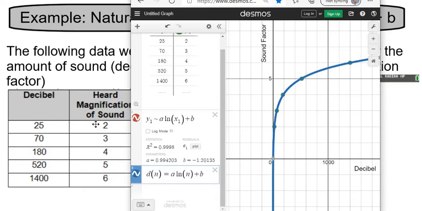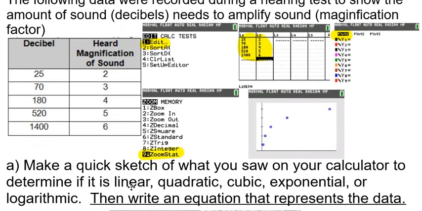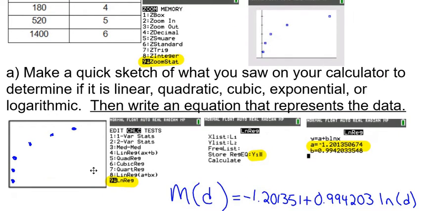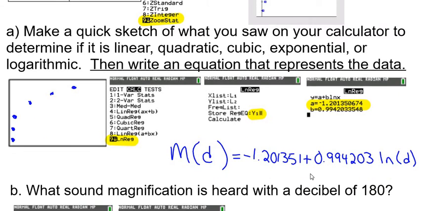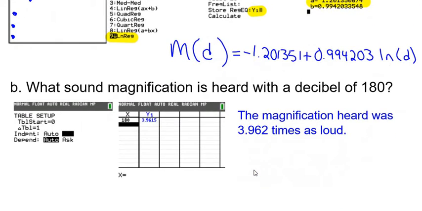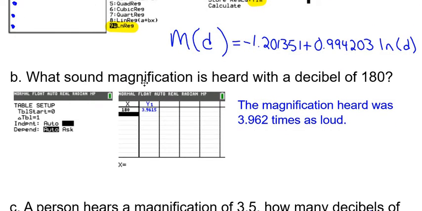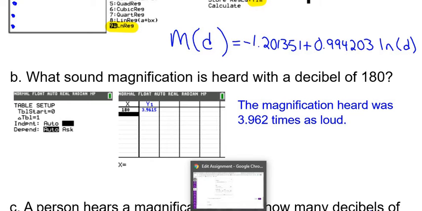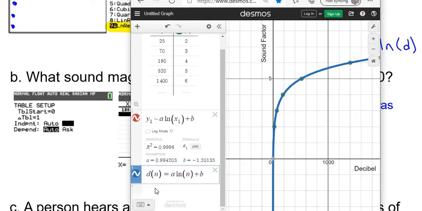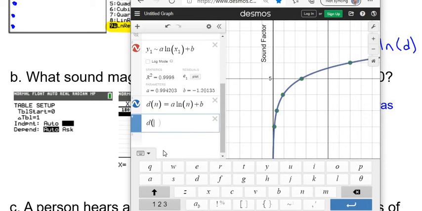And so the reason that we do all that is we have everything on our screen to start answering questions. So again, I always like to have you make a quick sketch. You always have to write it down, right? Write it down. And then the question is, well, what is the sound magnification that is heard at a decibel of 180? So if the decibel is 180, how much sound are you hearing? On the TI or the Casio, make sure you put your table set up so you can actually type this in. Type in 180. And of course on Desmos, if I have this ready and I've typed this in, all I have to do is say, well, that would be D of 100.